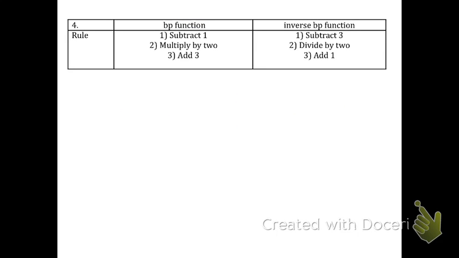Alright, on to the BP function. Let's do a different letter this time. Let's put a y in this time. Doesn't matter. Let's see what's going to happen to it. The first thing we're going to do is subtract 1. Then we're going to multiply by 2. Remember, we want to multiply this whole thing by 2, so I'll use parentheses. And then I want to add 3 to whatever I get. So there's the BP function.